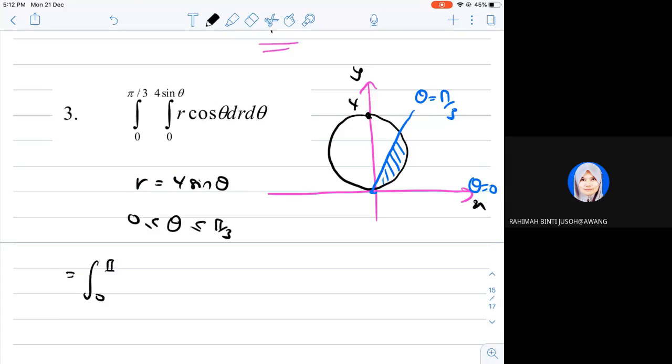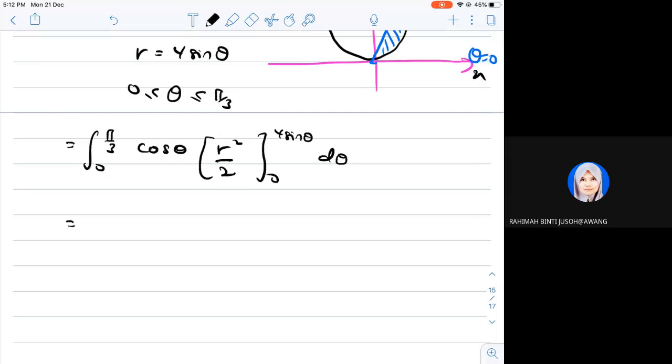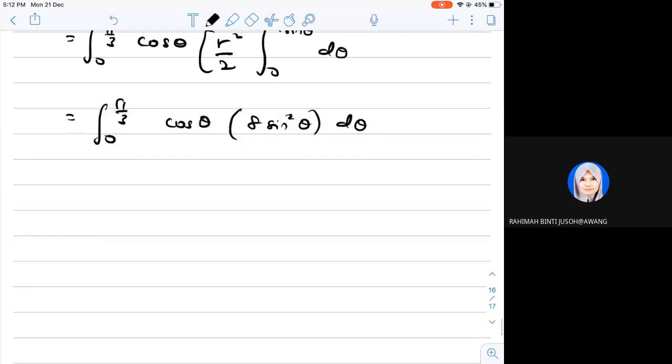Equals to 0 until pi over 3. Okay guys, so we have, between r and cos, which one is constant? Cos theta, yes, so cos theta can be taken out. So integrating r becomes r squared over 2, substitute 0 and 4 sine theta d theta. Okay, so we will have 16 sine squared theta. Yes, so we will have 16 divided by 2, we have 8, right? So cos theta multiplied by 8 sine squared theta, d theta. Okay, now we will have this pi over 3, 8 cos theta sine squared theta d theta.